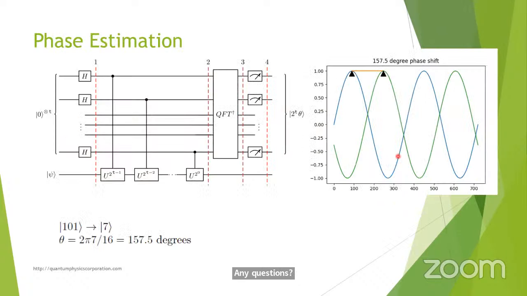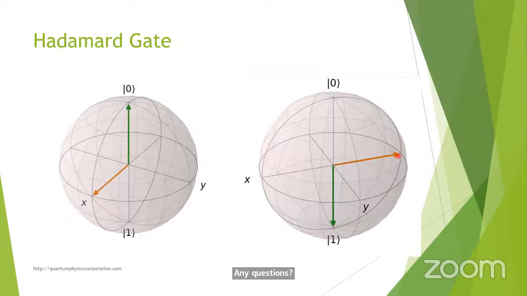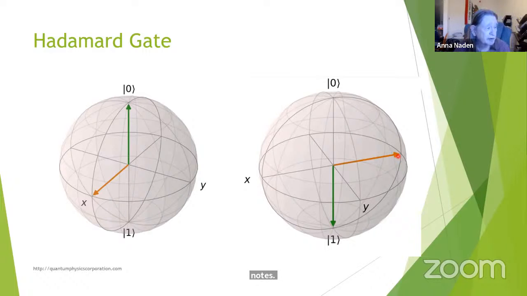The question: the Hadamard gate, it retains the information from either ket 0 or ket 1. And so ket 0 is going to be on positive x. Yes, it takes ket 0 to positive x. Okay.